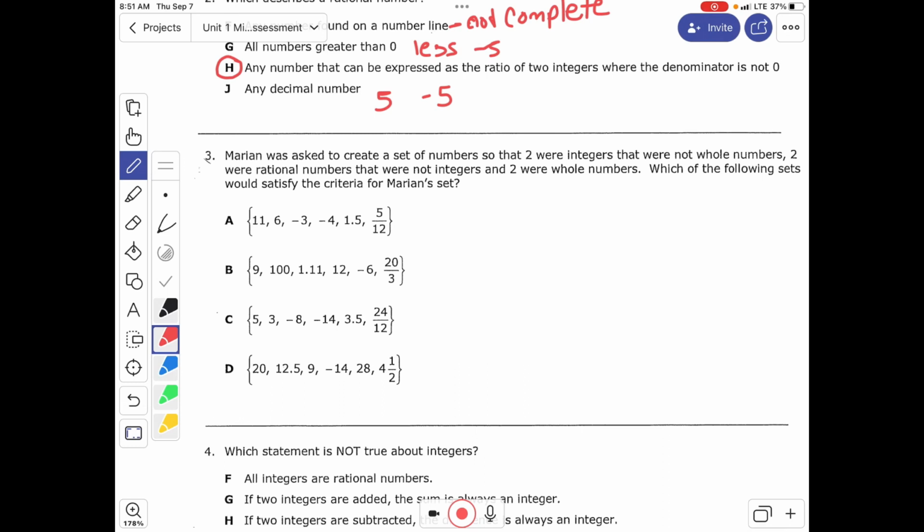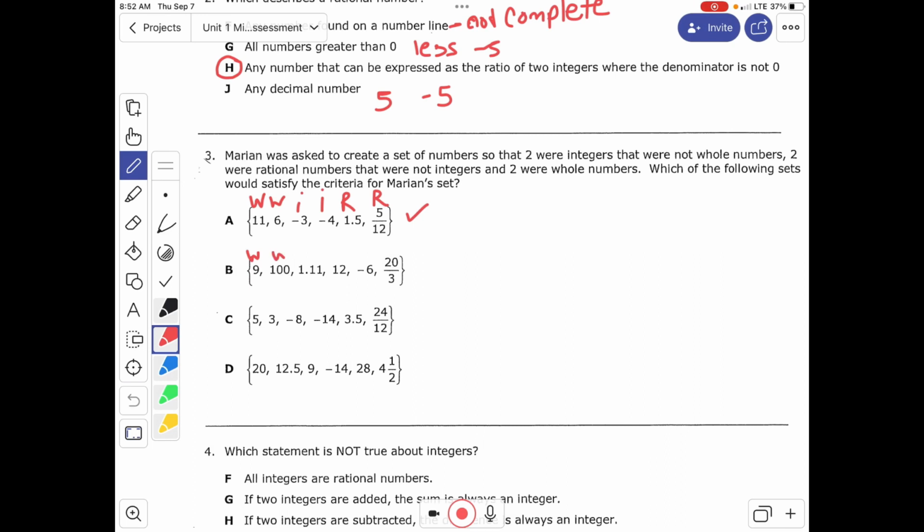Number 3, Marion was asked to create a set of numbers so that 2 were integers that were not whole numbers, 2 were rational numbers that were not integers, and 2 were whole numbers. Which of the following sets would satisfy the criteria for Marion's set? Well, 11 is a whole number, 6 is a whole number, -3 is an integer, -4 is an integer, 1.5 is rational, and 5/12 is rational. Looks like it would be that answer choice, but I'm going to check some of the others.